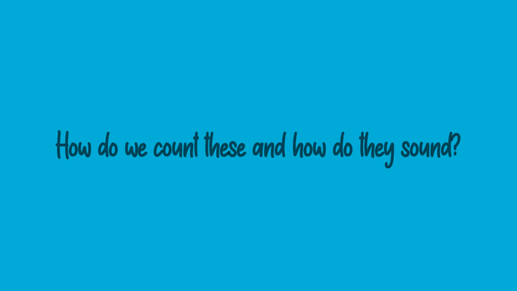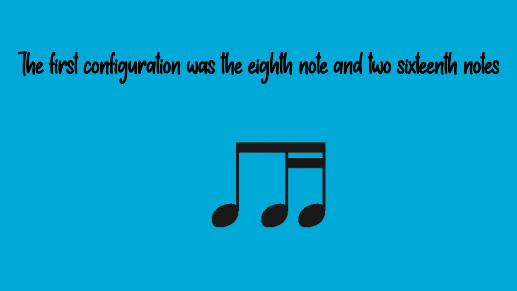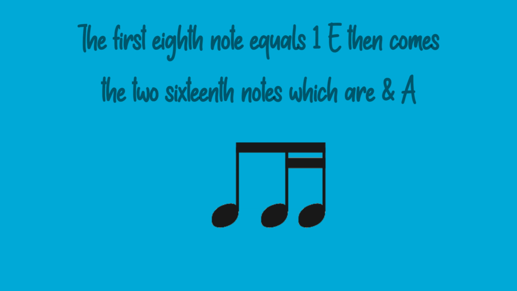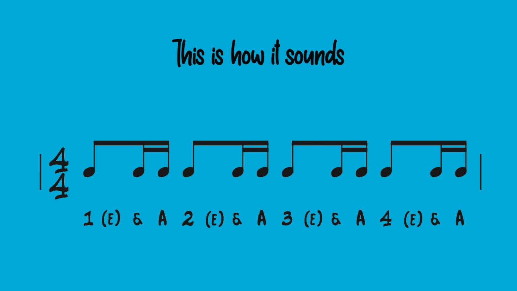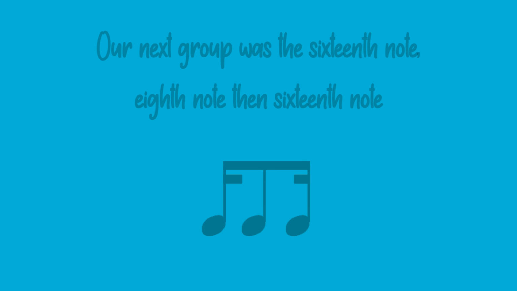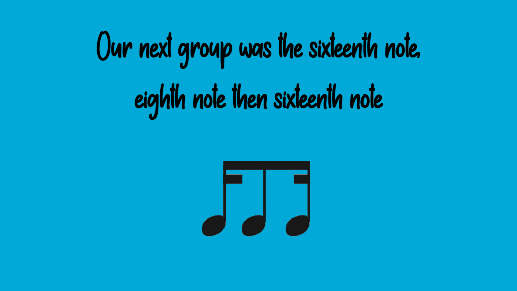How do we count these and how do they sound? The first configuration was the 8th note and 2 16th notes. The first 8th note equals 1 E, then comes the 2 16th notes, which are and ah. This is how it sounds. 1 and 2 and 3 and 4 and. Our next group was the 16th note, 8th note, then 16th note.